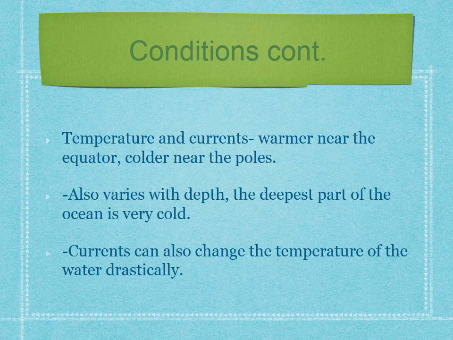Temperature and currents can also affect different conditions. So we have warmer water near the equator, colder near the poles. This is dealing with that direct and indirect sunlight. It's also going to vary with depth. The deepest part of our ocean is extremely cold. The deeper you go, the colder it gets. Not as much light energy can reach the bottom. Currents can also change the temperature of water drastically. It just depends on what type of current it is, if it's warm water or cold water.